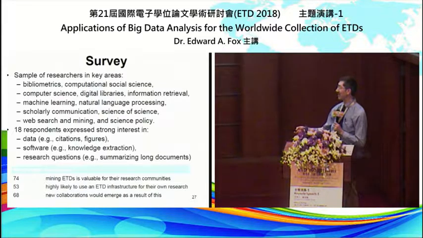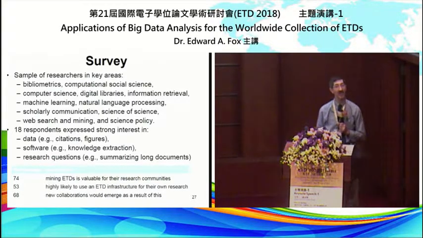74% said mining the ETDs would be valuable for their own research community. 53% said they would be highly likely to use an infrastructure that would support analysis of ETDs. And 68% said that they thought new collaborations and initiatives would emerge from doing this kind of work.